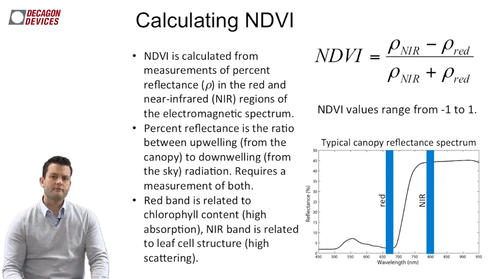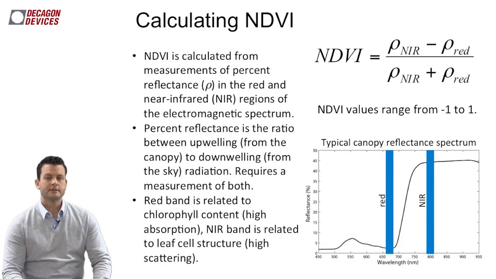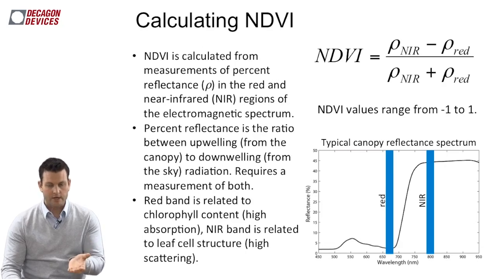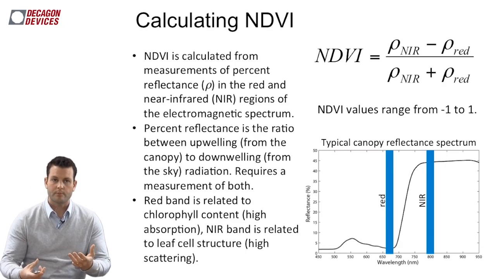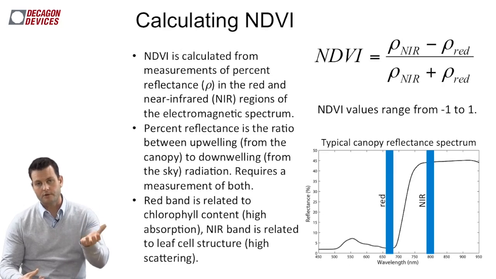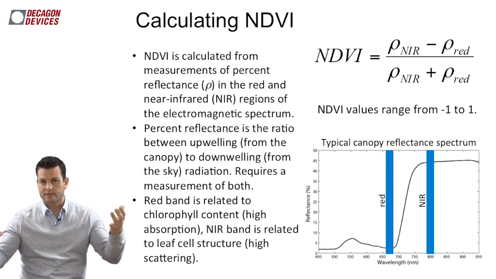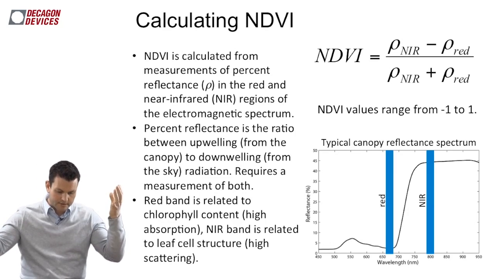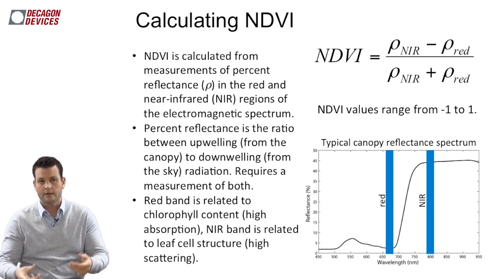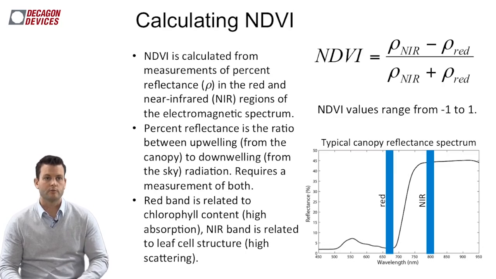So for those of you that are unfamiliar with spectral measurements, I've been talking about percent reflectance. Percent reflectance means that it's a ratio of upwelling radiation, or that radiation that's actually being reflected from the canopy, versus the amount of energy that's actually incident or striking the canopy. So in this case, the sun's our source. It's sending out photons. They're interacting with the canopy and they're being reflected. So we're calculating the percent of that energy that's actually being reflected.